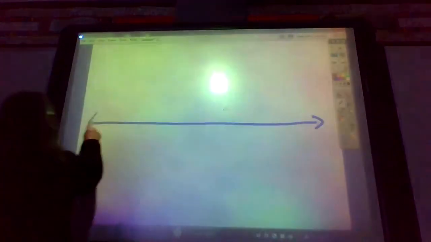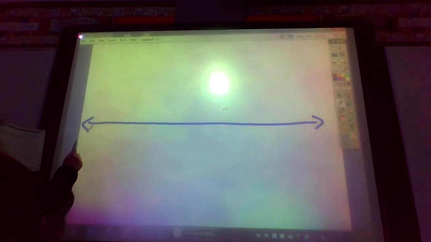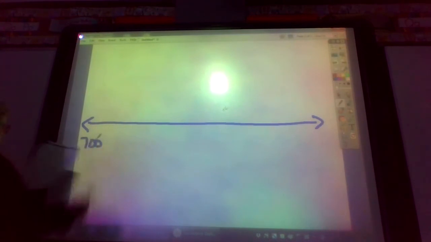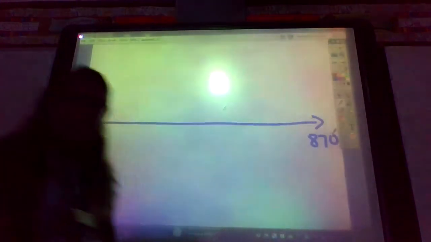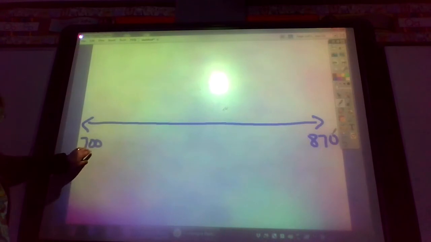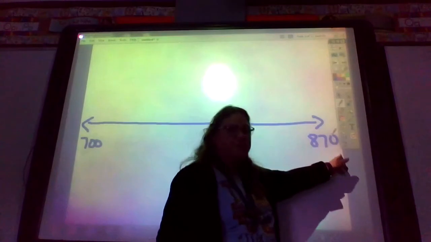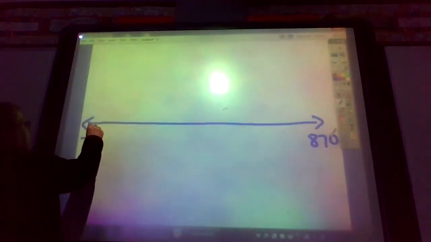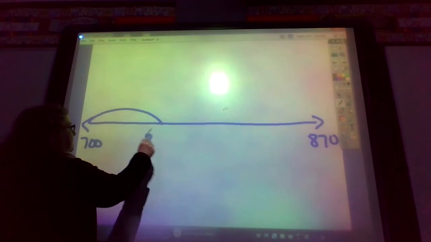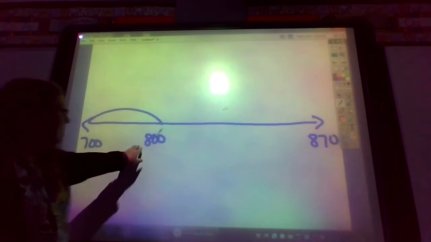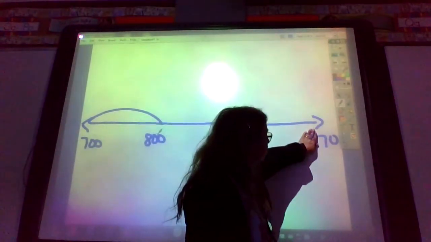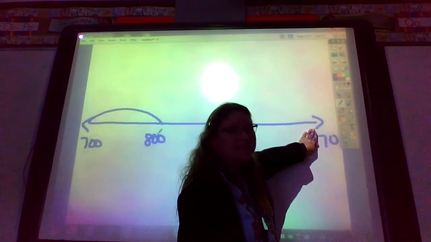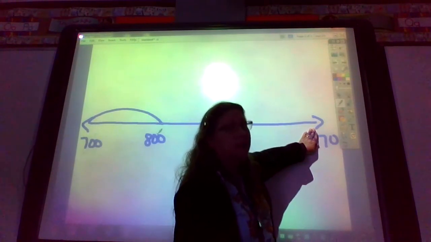On number 4, we're going from 700 to 870. Okay? I'm already at a hundreds number. 700 is a hundreds number. I want to get to 870. So I can do a hundreds hop. That gets me to 800. I'm in the 800s. I want to get to 870. So if I don't look at this 800, my 70 is a tens number. So I'm going to do my tens hop.